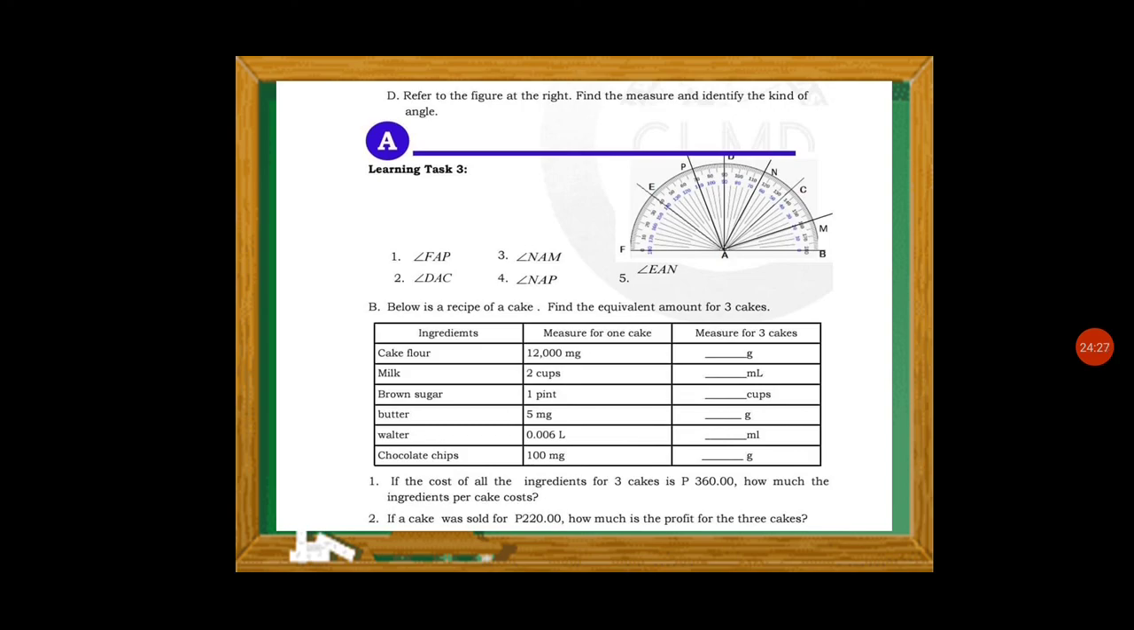Then another one is you have to complete the table first. You have to convert milligrams to grams, cups to milliliters, 1 pint to cups, 5 milligrams to grams, 0.006 liters to milliliters, and 100 milligrams to grams. And you have to look for the conversion table and refer to it to convert the givens so that you could have the value of what is being asked.